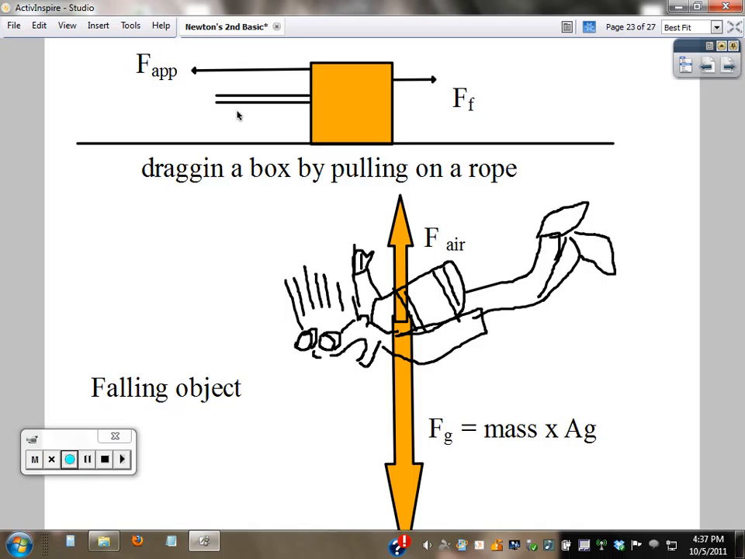So here's some examples. If you're pulling a box with a rope, this is the applied force this way, but the sliding on the ground is a little bit of friction backwards. Or, if an object is falling, force of gravity is mass times acceleration. And then there's air resistance, pulling his hair up, that's slowing him down. And eventually, as you fall faster and faster, when they become equal, then you start moving at constant velocity. It's called terminal velocity. You can only fall so fast, and the air resistance is pushing up equally as gravity is pulling down.